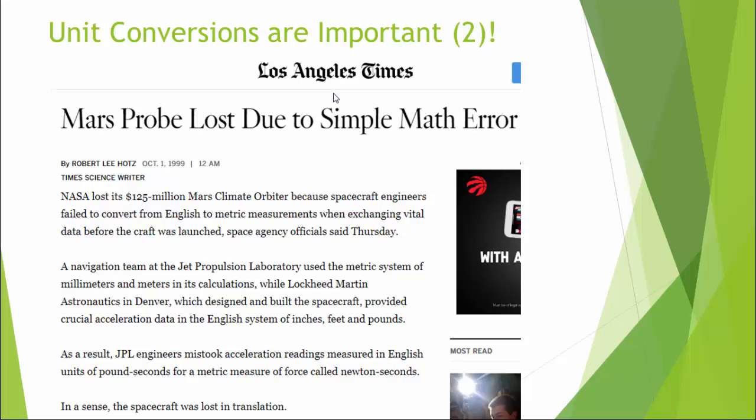16 years later, a $125 million Mars probe was lost because, unfortunately, one of the American teams used imperial measurements and another team used metric. And so they did some calculations about what they needed to do, and instead of going into orbit around Mars, it slammed into the surface of the planet. Definitely a disappointing result.